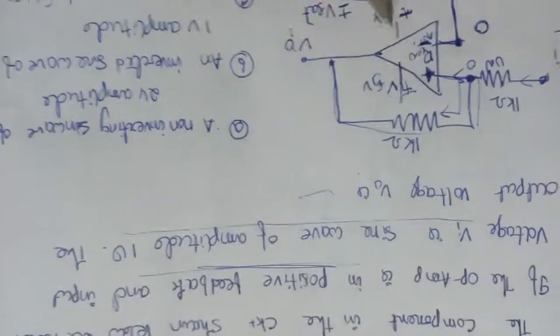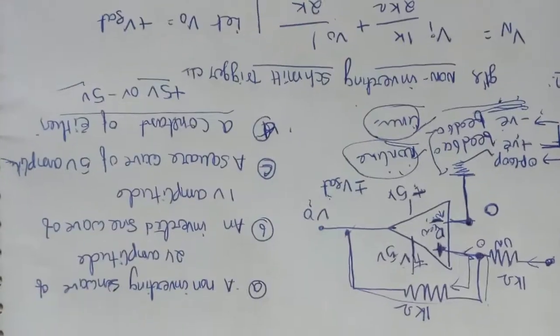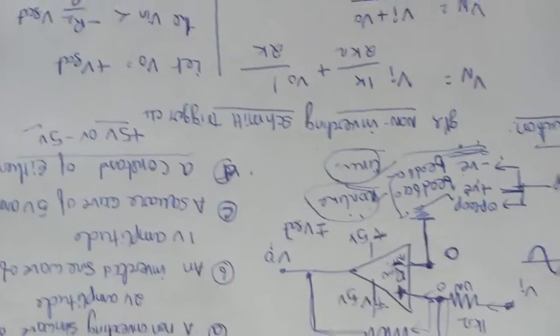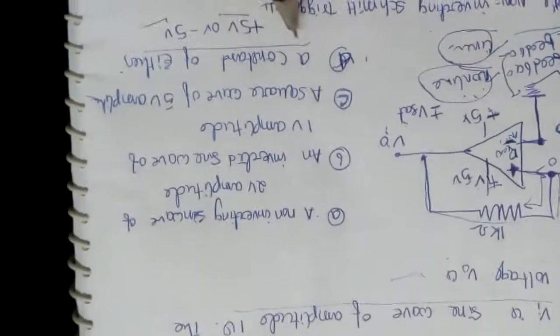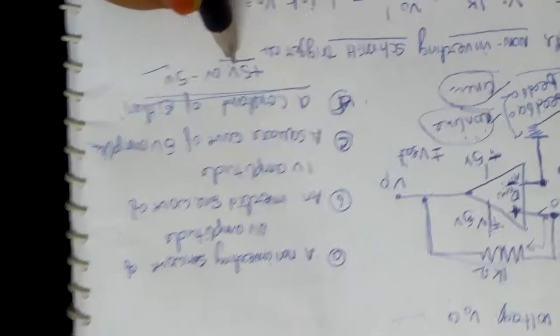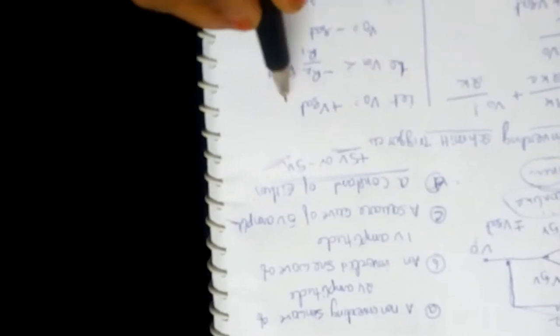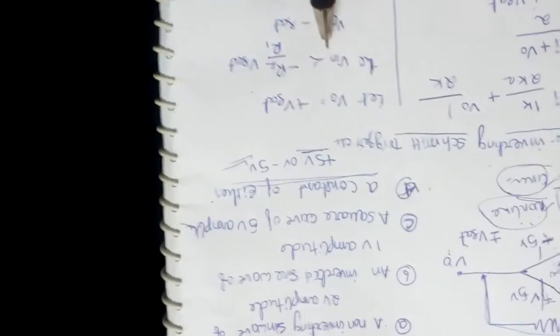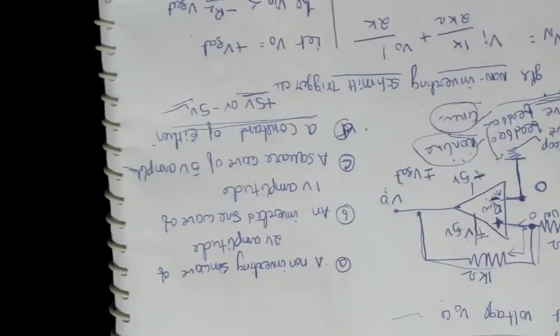So here it always limits to plus VCC and minus VCC. Based on this non-linear condition, the output is always plus Vsat or minus Vsat, so a constant of either plus 5 volts or minus 5 volts. Like that here, let us assume V0 equals plus Vsat. Then Vin is minus R2 by R1 into Vsat, so V0 equals Vsat.